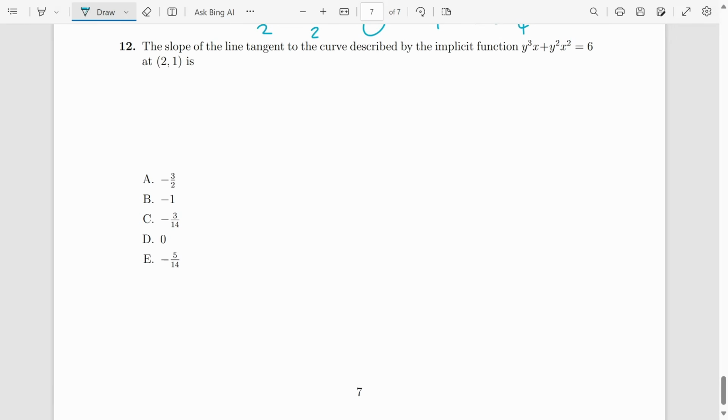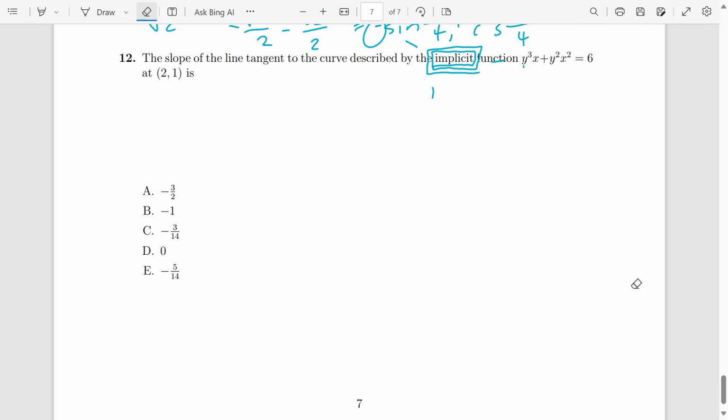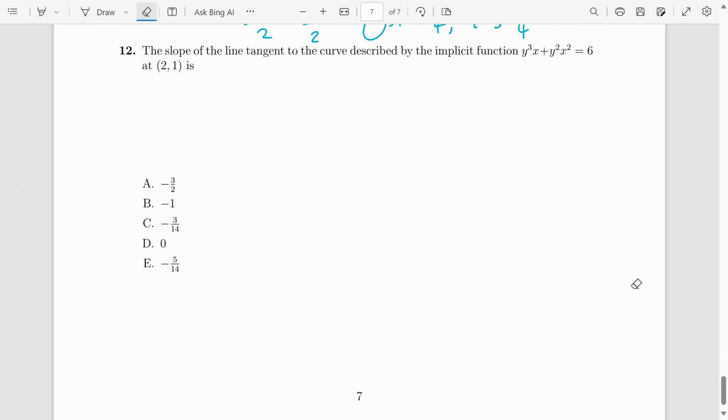Question 12. Another derivative question. The slope of the line tangent to the curve described by this at this point is what? So, derivative question. I wonder what form of differentiation we should use for this problem. I wonder what convenient form of derivatives would work for this problem. Oh, yes, you're exactly right. The answer is implicit differentiation.